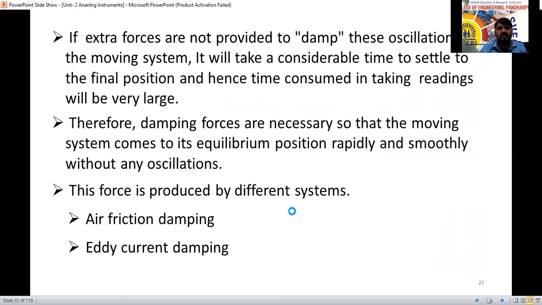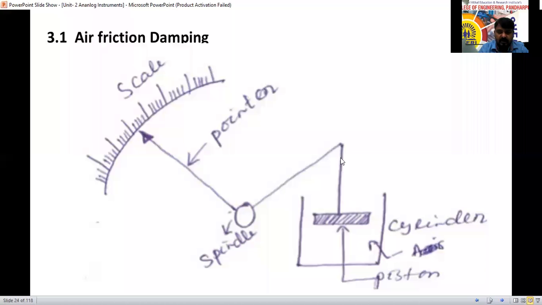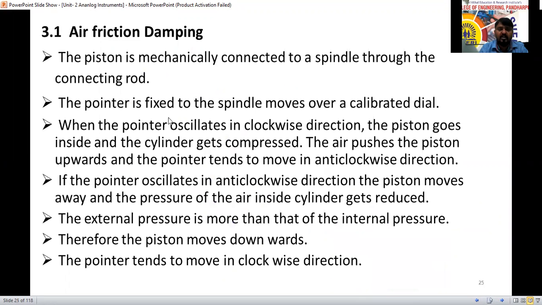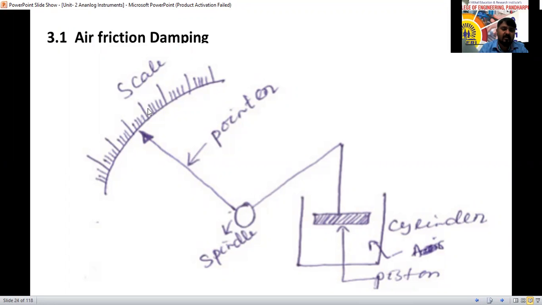And one more method is there, that is air friction damping होने के बाद, first let me complete this one. The piston is mechanically connected to the spindle through the connecting rod. This is the piston which is connected to the spindle here now. Connecting rods are there. It is connected to the spindle and the spindle is connected to the pointer here now. The pointer is fixed to the spindle, moves over a calibrated dial. Calibrated dial is nothing but a calibrated scale.